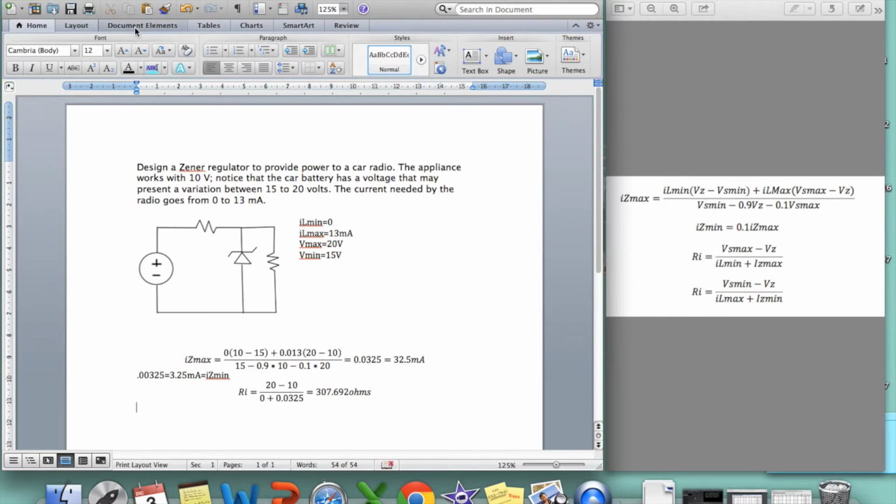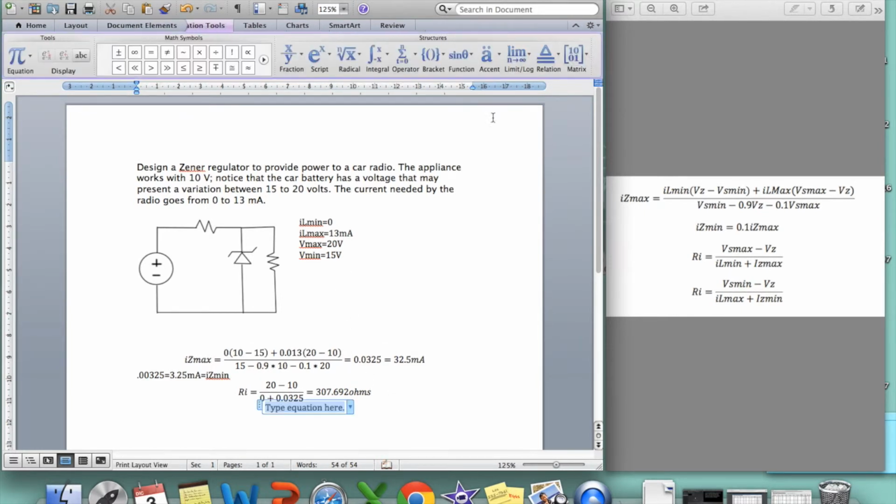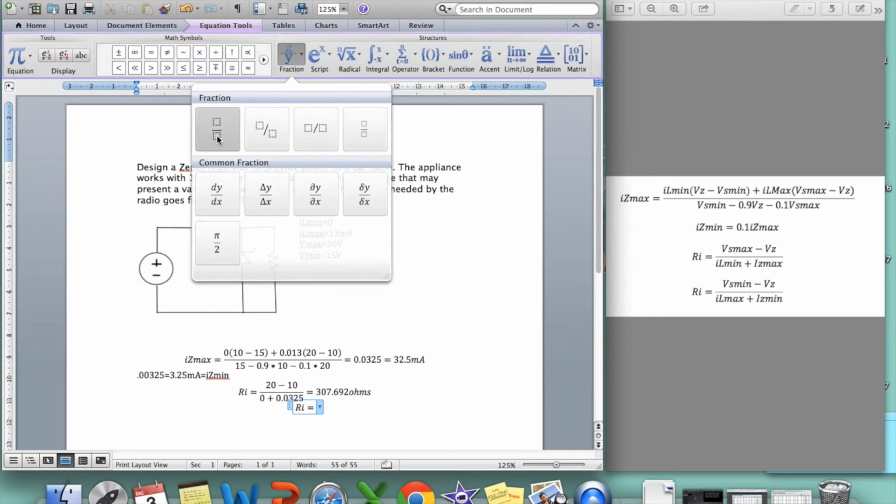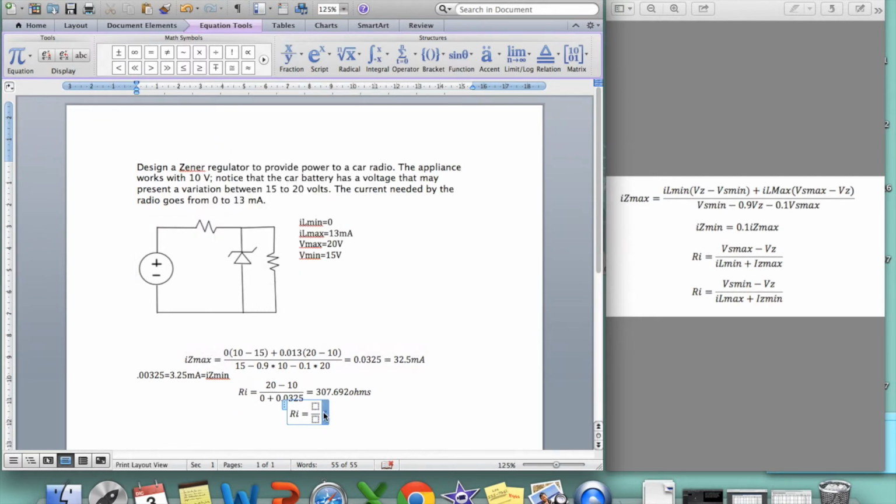And we can do another one, which is Ri equals 15 minus 10 over 0.013 plus 0.00325, which also equals 307.692 ohms.